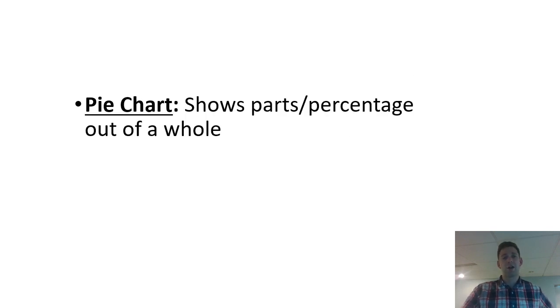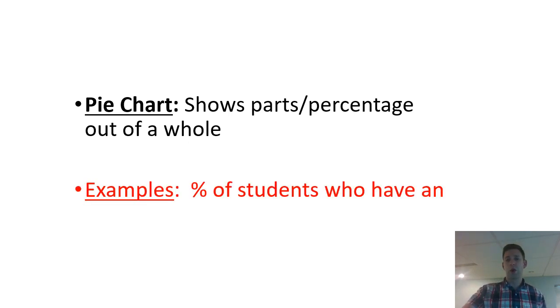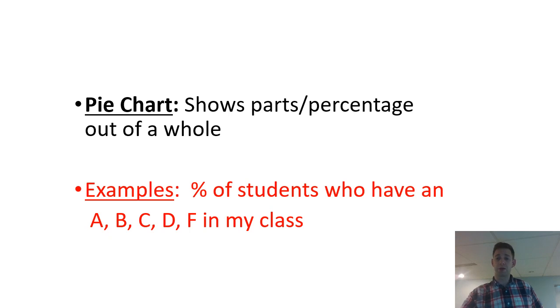Next, we have a pie chart. This shows parts or percentages out of a whole. So when you're dealing with some sort of a data set where there's a known complete amount, such as the percentage of grades amongst my students, well, I know I have 32 students, and so we could make a pie chart there because out of the whole, I could figure out what percentage have an A, B, C, D, and F. Couple of my favorite pie charts.